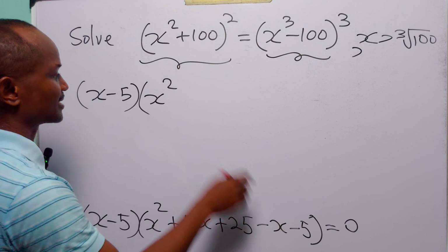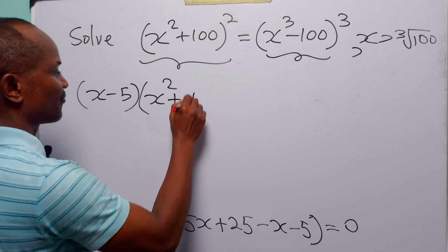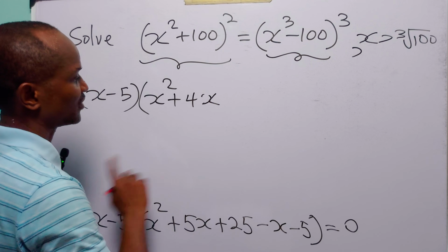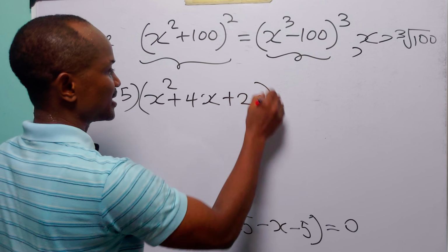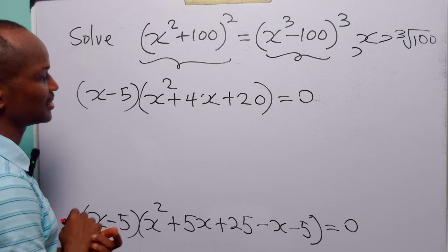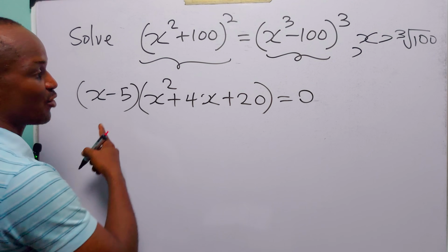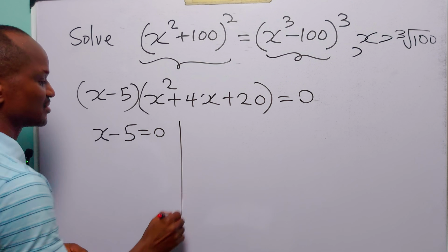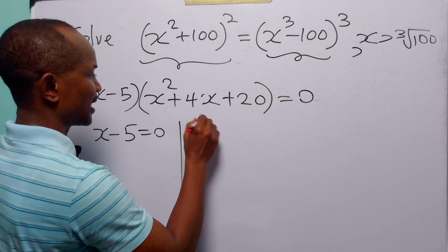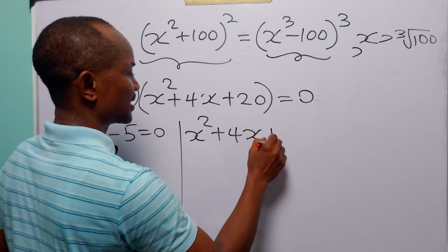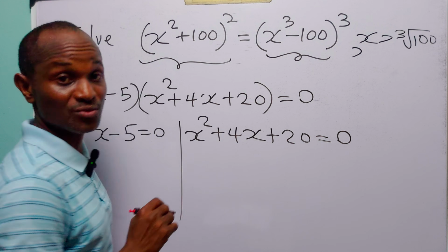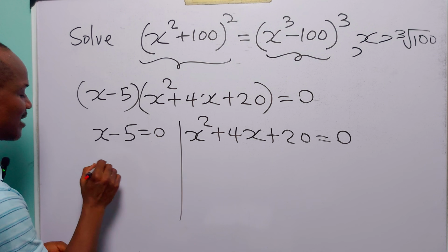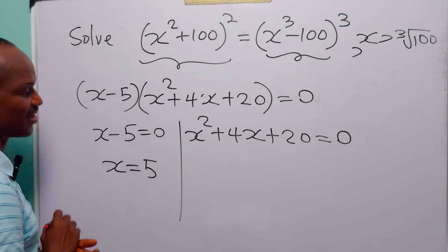Simplifying this, we have x minus 5 multiplied by x squared, 5x minus x is going to give us plus 4x, and 25 minus 5 is going to give us 20, and this is equal to 0. And of course, from here, we have that either x minus 5 is equal to 0 or x squared plus 4x plus 20 is equal to 0. Of course, when we add 5 to both sides of this equation, we have that x is equal to 5.